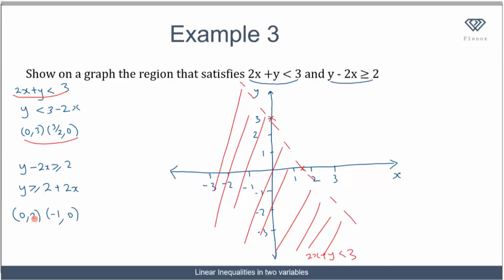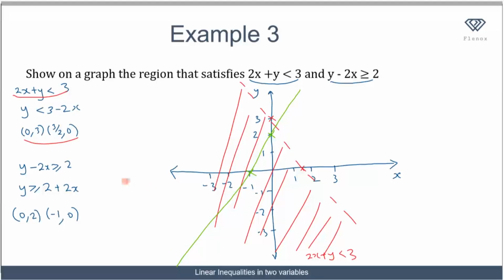So I have 0, 2. So when x is 0, my y value is 2, which is somewhere here. And when x is minus 1, my y value is 0. So when x is minus 1 over here, my y value is 0. So I have this over here. Now since I have greater than or equals to, I make use of a solid line, so I connect these two points together.